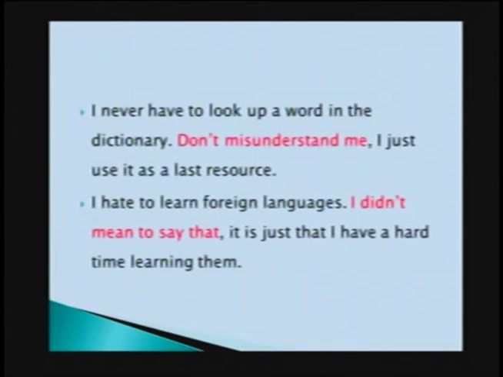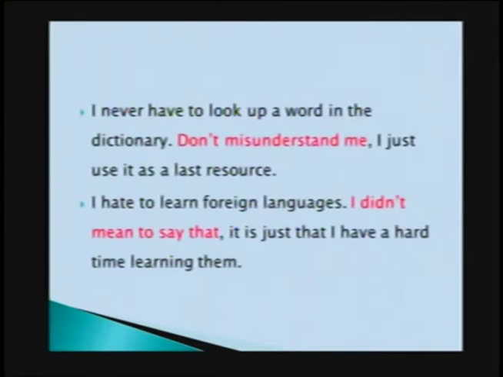I never have to look up a word in the dictionary. Don't misunderstand me. I just use it as a last resource. Yo utilizo el diccionario en última instancia. I use it as a last resource. So remember that sometimes you don't have the possibility to look up all the words in the dictionary.